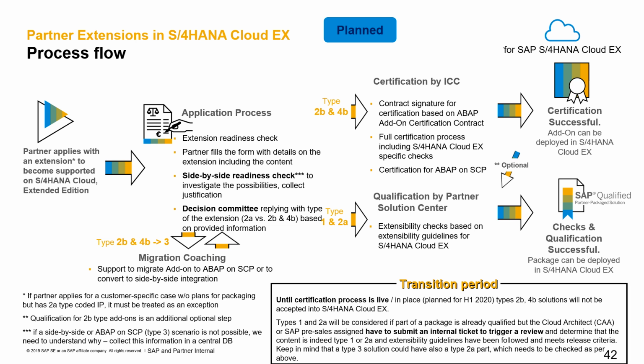Then, in addition, we'll be working with you, especially if you've got an ABAP add-on or a more complex package, to see how we can migrate your package to a side-by-side solution scenario. Because this is the optimal approach, and this is the direction that we're asking all of our partners to work towards with their extensions and add-ons. Until this process is live, which we're hoping by the end of the first half of 2020, for the types 2B and 4B solutions, we're not going to be accepting them into an extended edition environment.